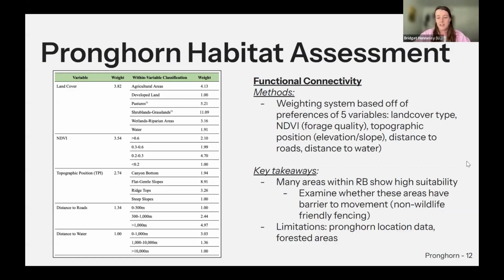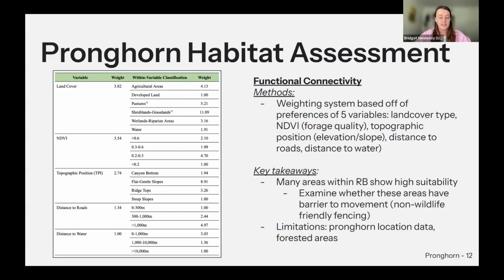So pronghorn primarily prefer shrublands and grasslands, which in this weighting system are the highest. And then the developed land is the least suitable habitat. So you can see in the weighting system how that plays out. And then that follows for all the other variables. So if we look at our least important variable, the lowest weighted variable, distance to water, pronghorn prefer to be closer to water than farther from water, but it's weighted as the least heavy variable because they get a lot of their water from their forage.